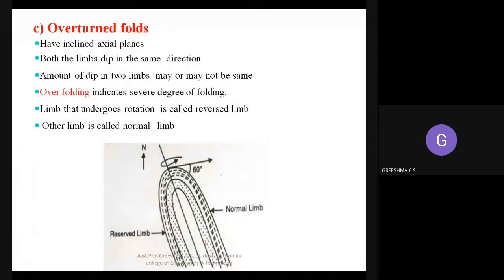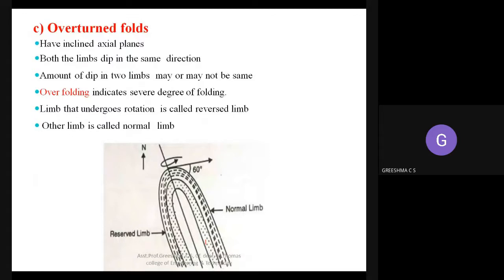The amount of dip in the two limbs may or may not be the same. Overfolding indicates a severe degree of folding. If there is an overturned fold, it means there is a bigger magnitude of dip. That means the degree of turning is higher. The dip will be higher.